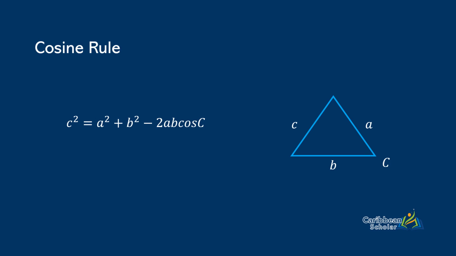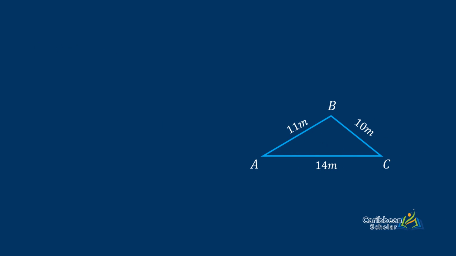Let's see an example. So here we have a triangle with lengths 14 meters, 10 meters, and 11 meters, and we want to find the angle BCA. So we use the cosine rule, and we're focused on the angle C, so we use c squared equals a squared plus b squared minus 2ab cos C.